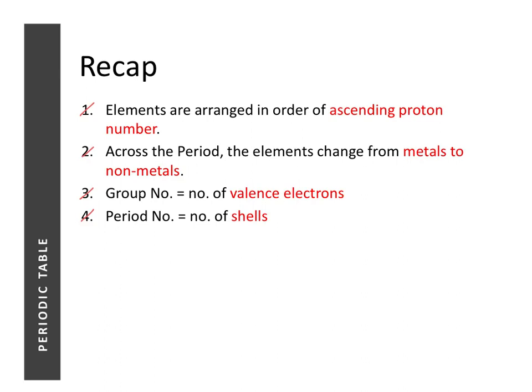Now at this point you may be wondering, so what exactly is metallic character? In chemical bonding we have learned that metals tend to lose electrons in order to achieve a noble gas electronic configuration, whereas non-metals tend to gain electrons to achieve a noble gas configuration. So when the metallic character decreases, it simply means that the elements have a lower and lower tendency to lose electrons. They become less likely to lose electrons.